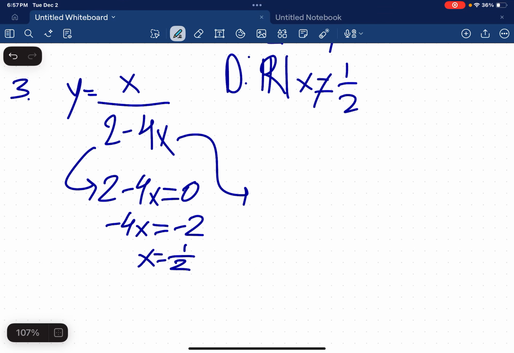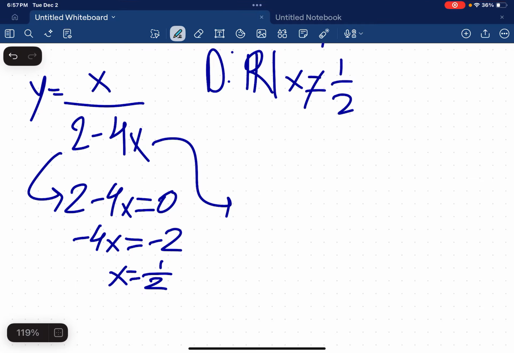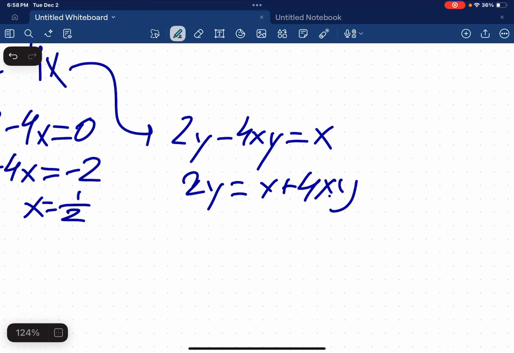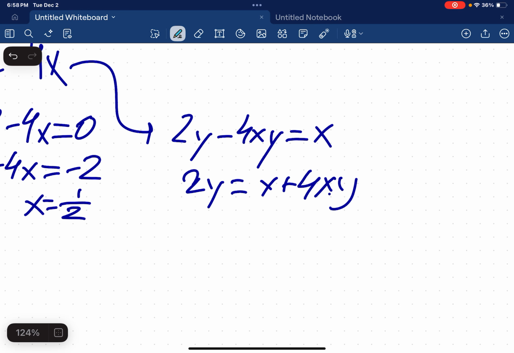Okay, here's where it starts to get difficult. We want to isolate x by itself. So first, we're just going to multiply both sides by 2 minus 4x to get 2y minus 4xy is equal to x. And then from here, we're going to get our x terms on one side. So we're going to get 2y equal to x plus 4xy. And you'll see the reason why I did this in a second. Reason why is because now we can actually factor.